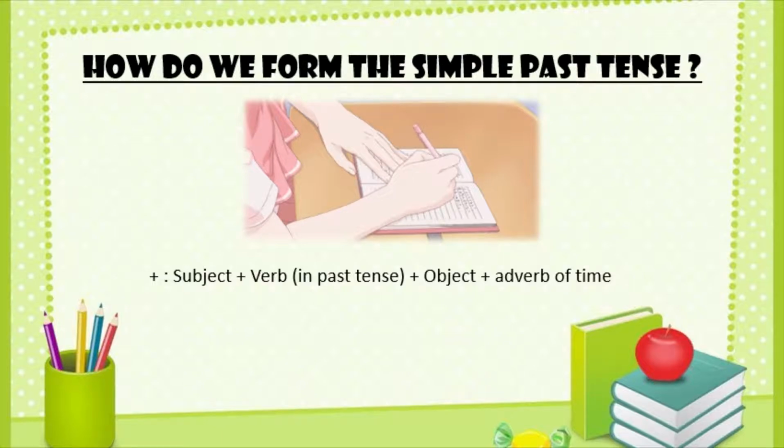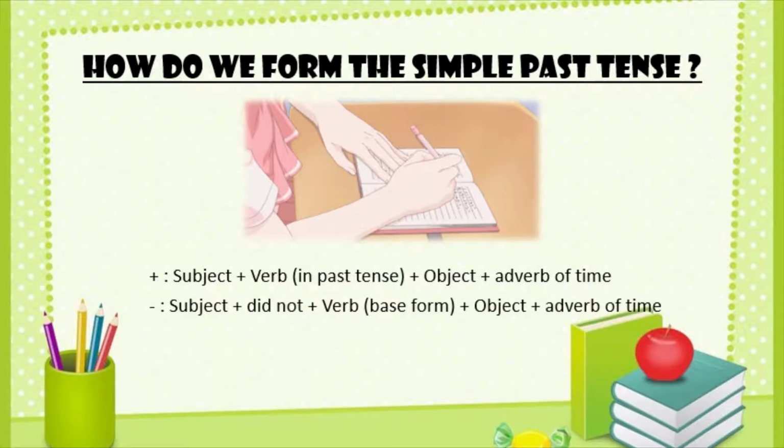And the negative sentence, it will be like this. You should put subject plus did not plus verb. This is different, yeah. For the verb, you cannot use the past tense word, but you have to use the base form. And I think it's very easy for you because every day in your daily life, you always use the base form verb. Okay? And then add object and also add the adverb of time.